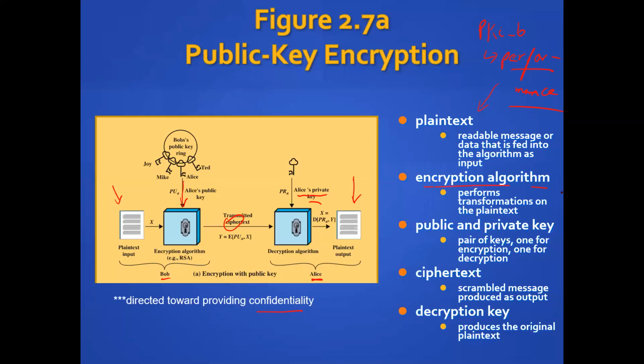We need an encryption algorithm that performs the transformations on the plain text. The algorithm we're going to use in this class for this is going to be RSA. So we're going to take a look at that one. Public and private key, you have a pair of keys, one for encryption, one for decryption. And then we have the cipher text, which is now the scrambled message produced as output. And then the decryption key produces the original plain text, okay? The decryption algorithm or technique.